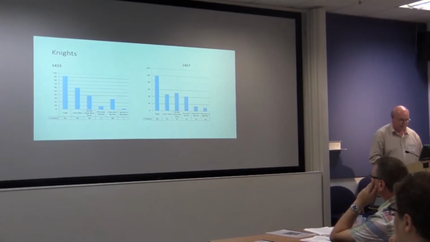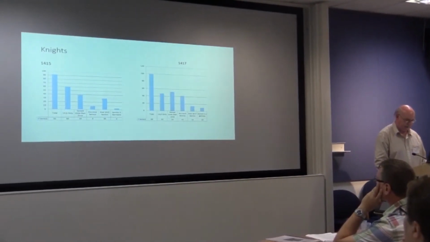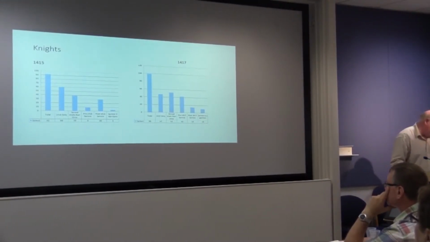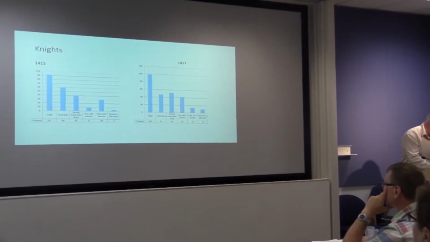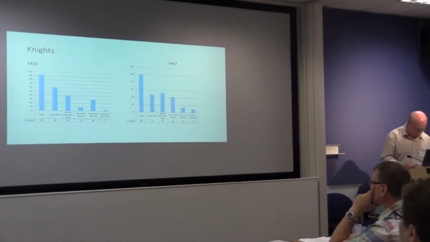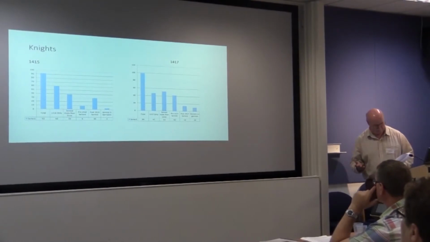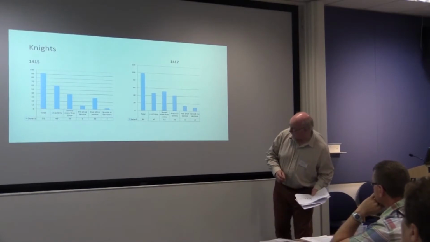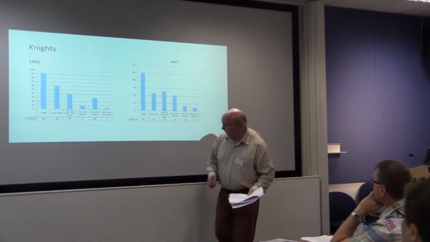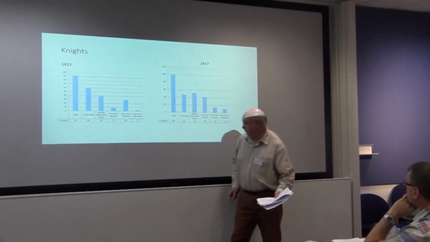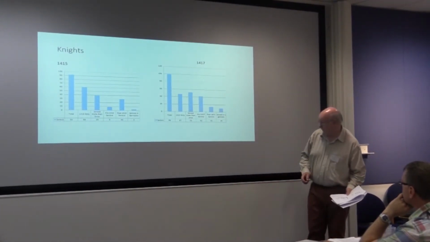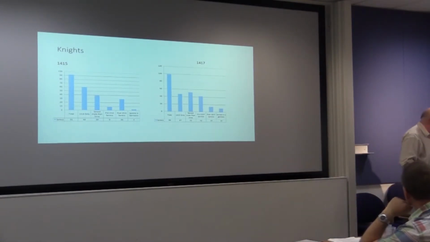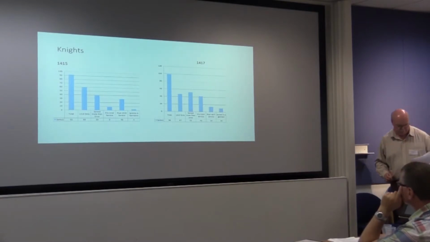Okay, so a couple of graphs showing the knights in 1415 and 1417. A couple of interesting stats, really, I think. Having said what I've said about the commanders having lots of previous service, if you look at 1415, the number of knights there who actually had service before were only nine, or at least certainly that's the number that I could find. So it's probably an underestimate, but it's certainly not a large number.